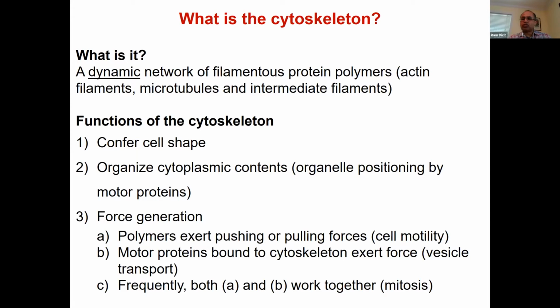It organizes the cytoplasmic contents, right? So life is fundamentally an out-of-equilibrium condition, and so organelles and other cellular components are not just uniformly or homogeneously mixed in the cytoplasm. It isn't just a bag of enzymes, as some of the older biochemistry textbooks used to refer to the protoplast. There's a lot of structure inside the cell, and organelles are positioned and repositioned as required. And a lot of that depends on the cytoskeleton.